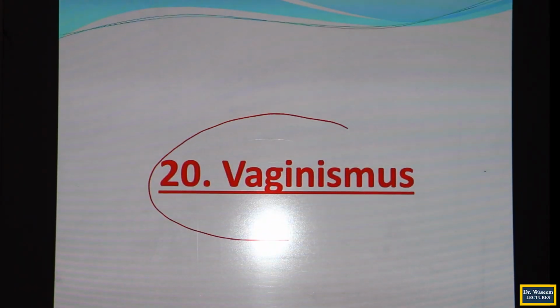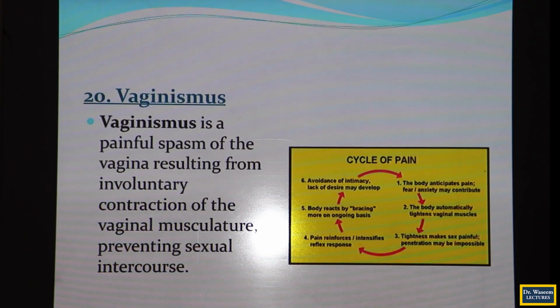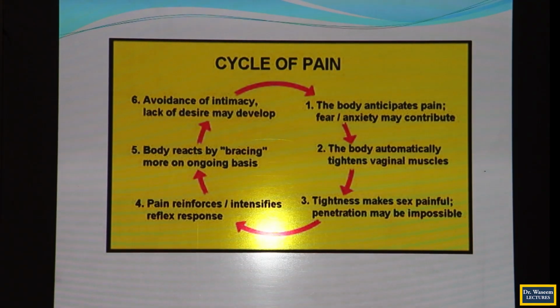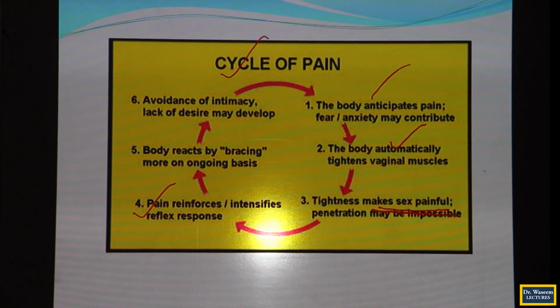Then we have vaginismus. Vaginismus is a painful spasm of the vagina resulting from involuntary contraction of the vaginal musculature that prevents sexual intercourse. This can be organic or psychogenic. The body anticipates pain, with fear and anxiety, and there is reflex contraction of the vaginal muscles. This tightness makes sex painful and penetration almost impossible. Due to the pain there is intensification of the reflex response, more contraction, the body bracing more on an ongoing basis, and then there is avoidance of intimacy and lack of desire for sex. This is called vaginismus.